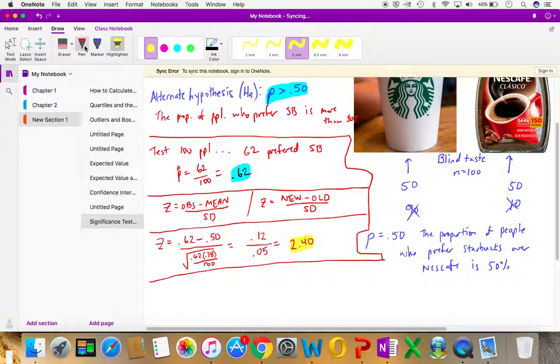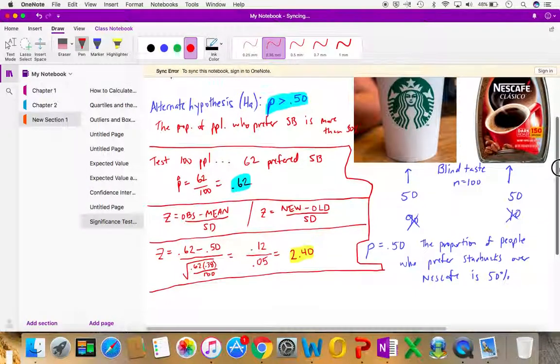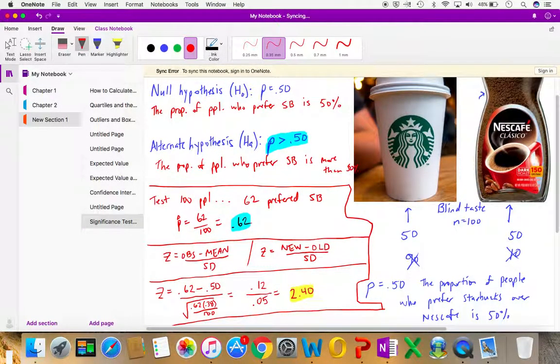Remember, z-score is an interpretation of how many standard deviations to the top or to the bottom a certain value is. So what this is telling me is, if we were assuming that this claim was true, if there was truly no difference between the Starbucks and the instant coffee, to get one sample that's 62%, it's almost 2.5 standard deviations off from what we would expect.